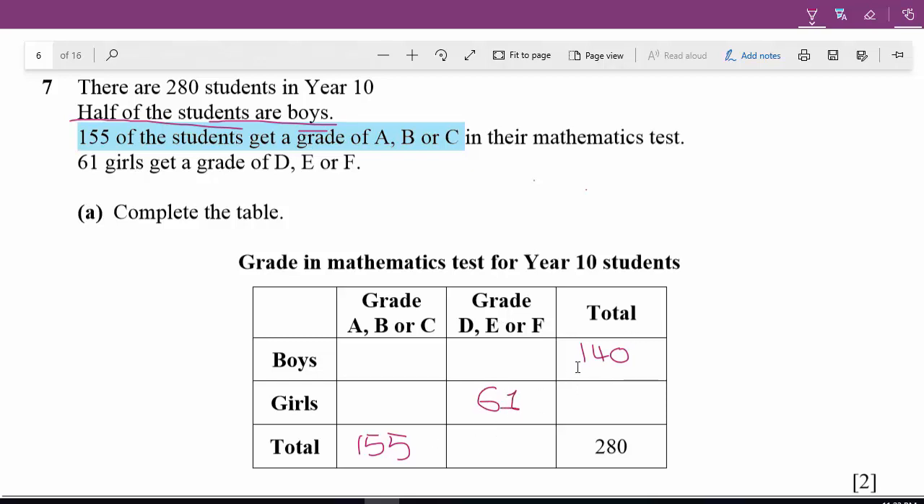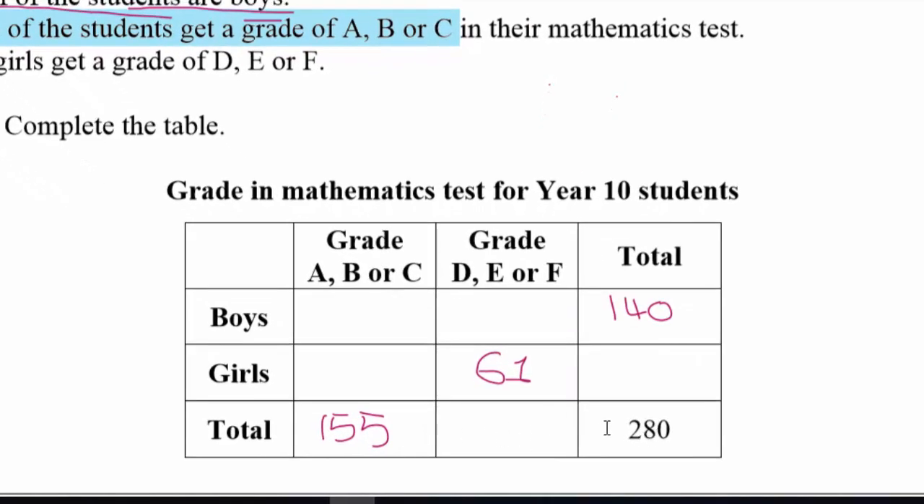Now let's use these clues to find the missing cells. Now 155 plus which number will be 280? So obviously 280 minus 155 is equal to 125. Here, half of the students are boys. It means the other half are girls, and 140 plus 140 is 280. Done. Now we can find this one. Which number plus 61 will be 140? 140 minus 61 obviously is equal to 79.